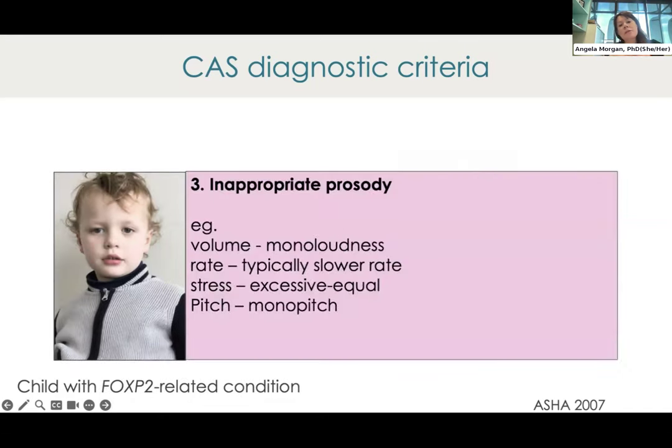But as you could see there, the third diagnostic feature that we talk about is really inappropriate prosody, or the, if you like, the stress patterns, the timing of our speech, the sing-song nature of our speech. So here we see the volume was quite monoloud, the pitch, or the sing-song pattern of his voice, was quite monopitch, so not a lot of variation there, and a little bit of a slower rate. So these were some of the features that we can see in a child who has apraxia of speech. Sometimes it's also hard to hear the prosodic aspect depending on the amount of verbal speech a child may have as well.